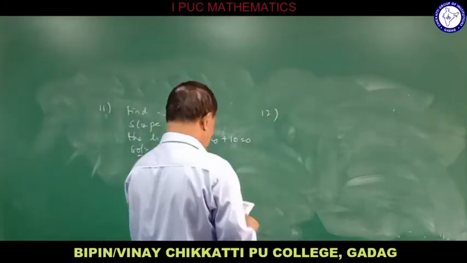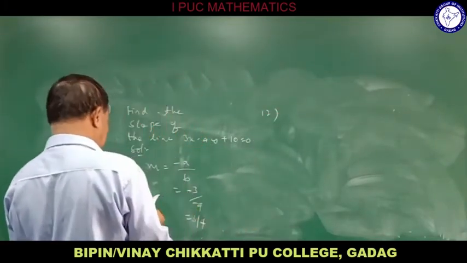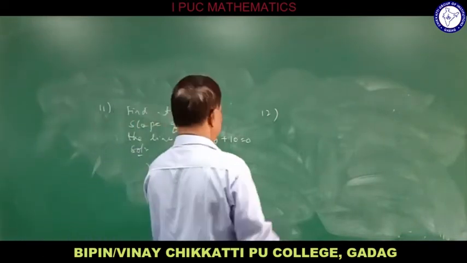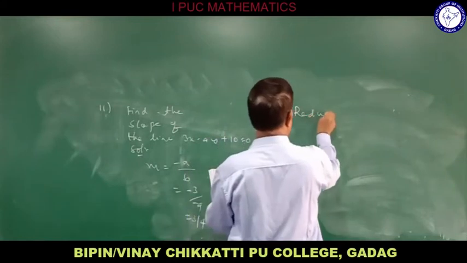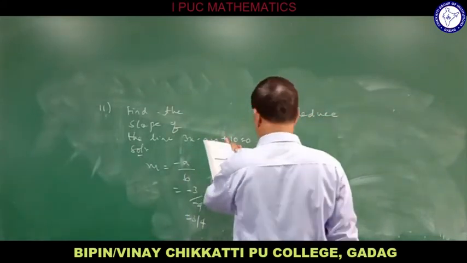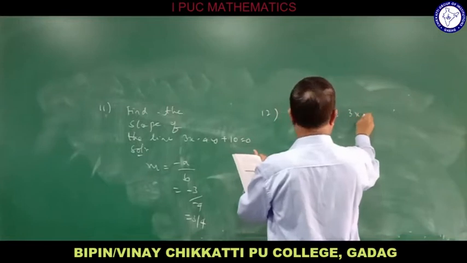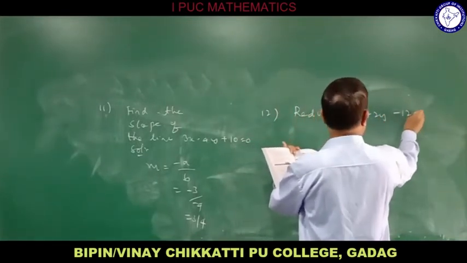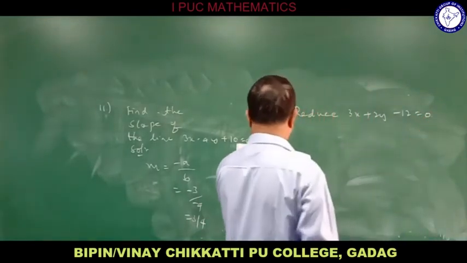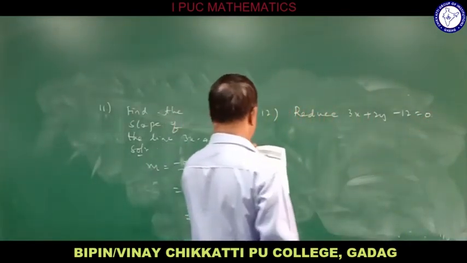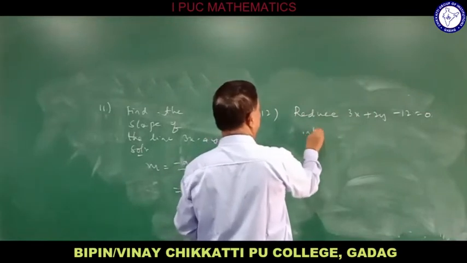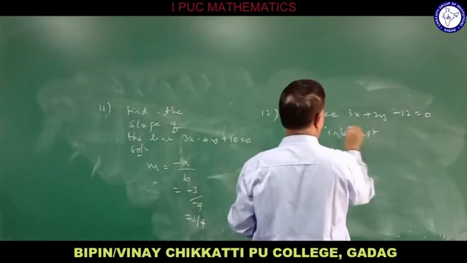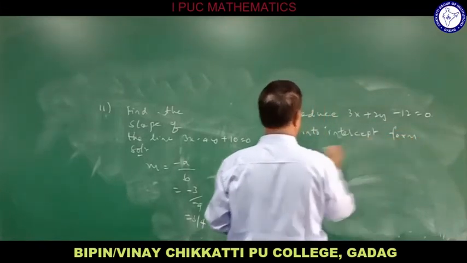Next, the mock set question paper that I am going to consider here. What is the question here? Reduce 3x plus 2y minus 12 is equal to 0. Once again, 3x plus 2y minus 12 equal to 0 into intercept form. So the question is to write the intercept form, for 1 mark.